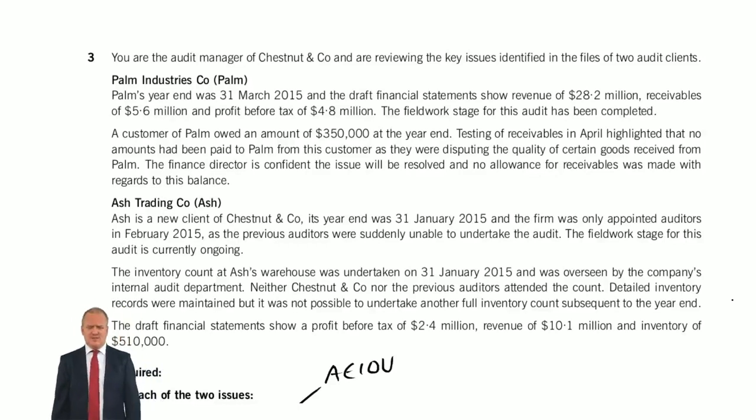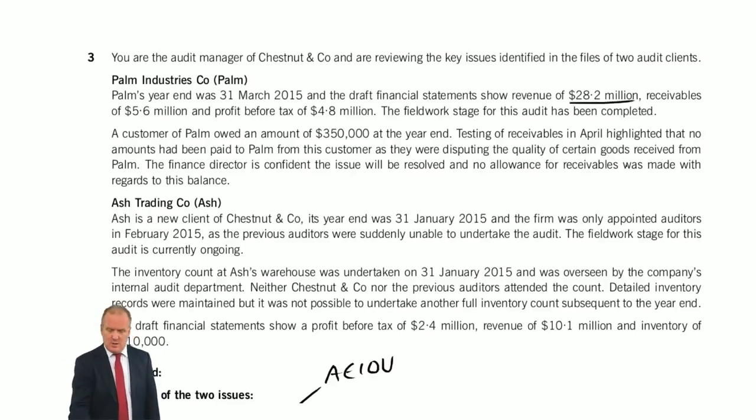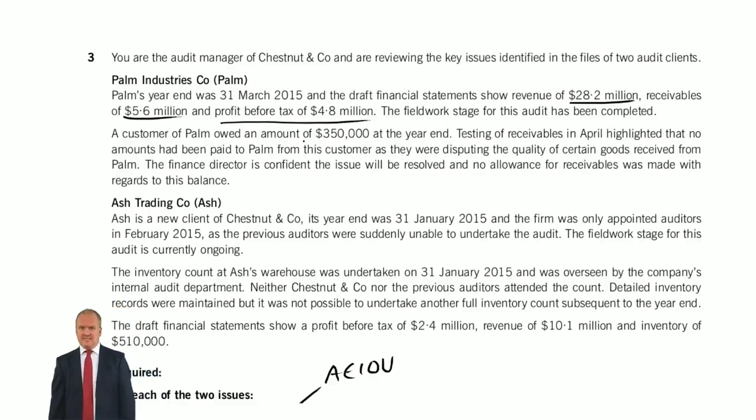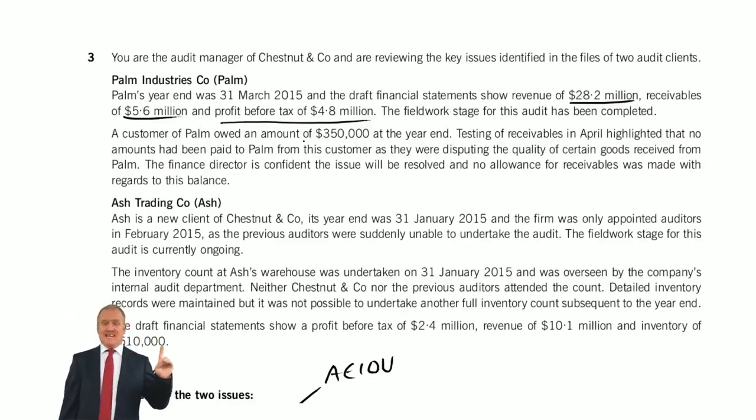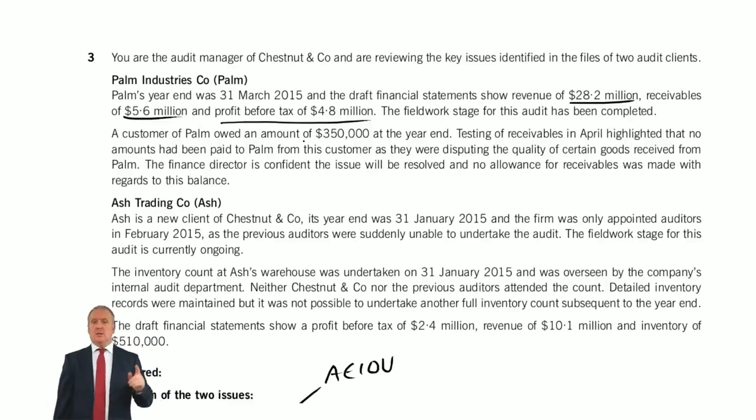Palm's year end was the 31st of March 2015. Remember, this question came up in June 15. So the year end was 2 and a bit months ago. The draft financial statements show revenue 28.2, receivables 5.6, PBT of 4.8. Now we need to calculate materiality. 1 calculation will be enough to get that mark. And if you're ever not sure, compare it with profit. You can't go wrong comparing it with profit.